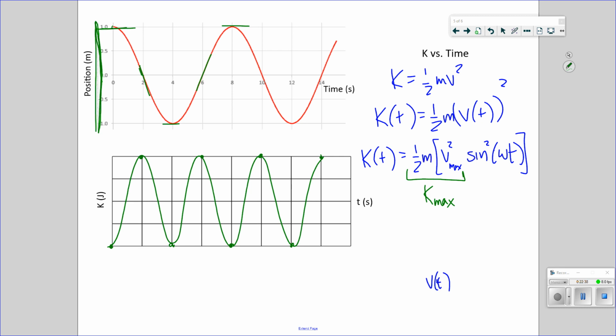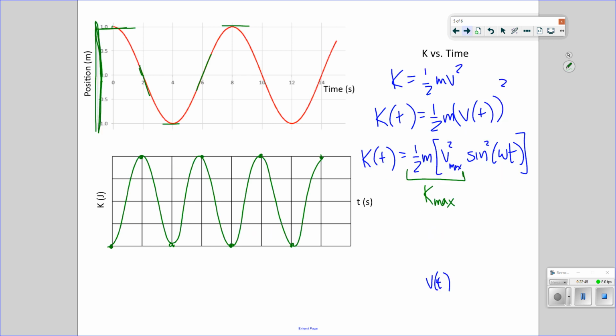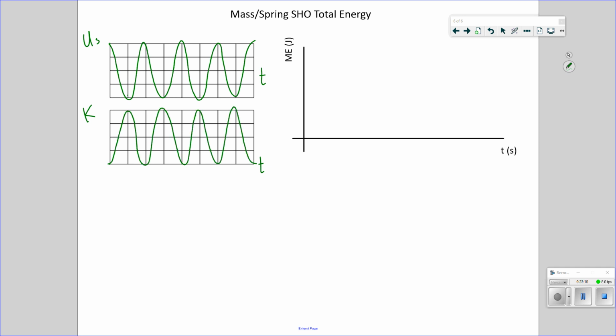And check this out. This U starts big, gets small. K starts small, gets big. Let's put them both here. Here's U as a function of time. Here's K as a function of time. What happened? U started big, got small. What did K do? K started at nothing, got big. And guess what happens when you add those up?